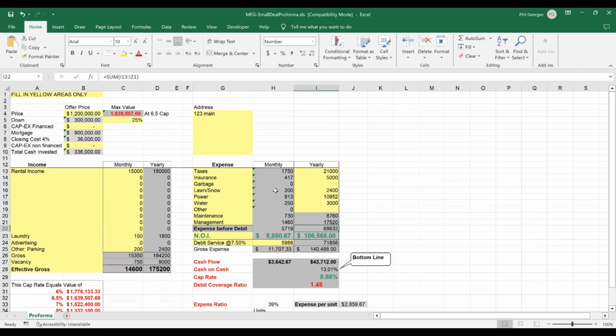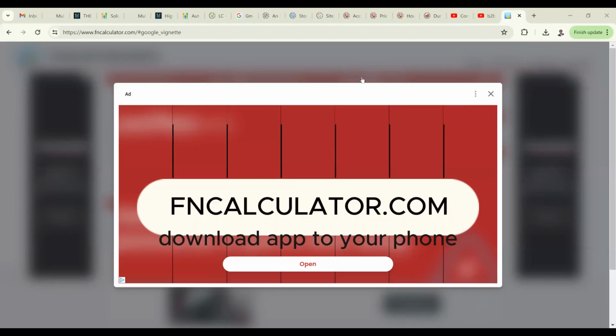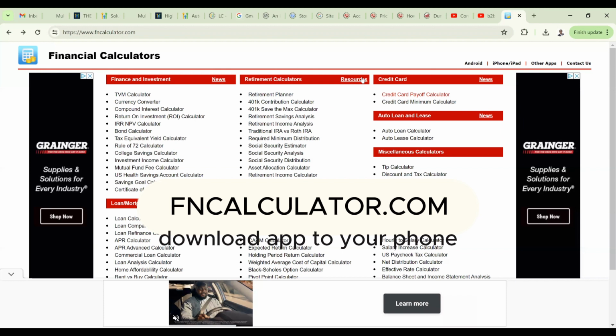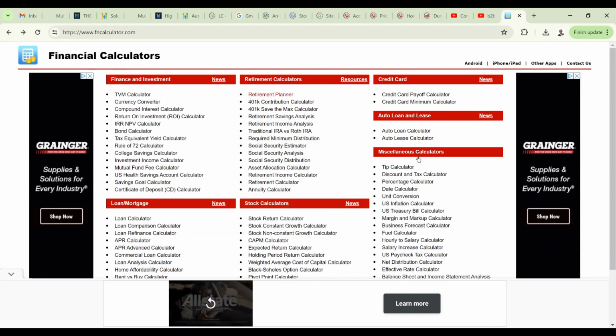Next thing I'm going to take you over to, I'm going to stop this. This is the financial calculator. You will use this to come up with that monthly payment. Now, there are a number of calculators on this page. I would save it. It's fncalculators.com. I would save it because it has multiple uses. I'm not going to go into all of its uses. The two that are most important for you as a real estate investor is the loan calculator, which will tell you if you have a monthly payment, what your monthly payment will be.